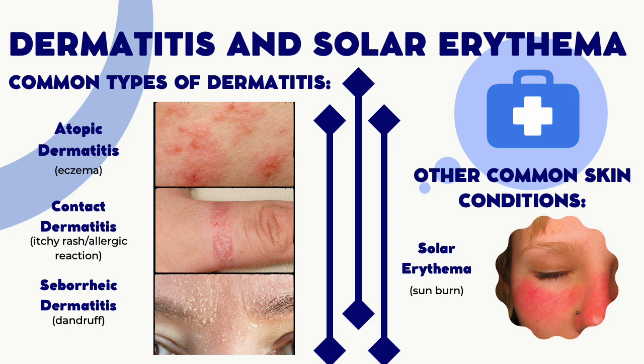If you look on the left-hand side, here are three common types of dermatitis. First, you're going to see atopic dermatitis, also known as eczema. Below that, you're going to see contact dermatitis. It's usually seen as an itchy rash or allergic reaction. And then next below that, you're going to see seborrheic dermatitis, and this is often known as dandruff. Another type of skin condition that we're going to be going over is solar erythema, and that's also called sunburn.